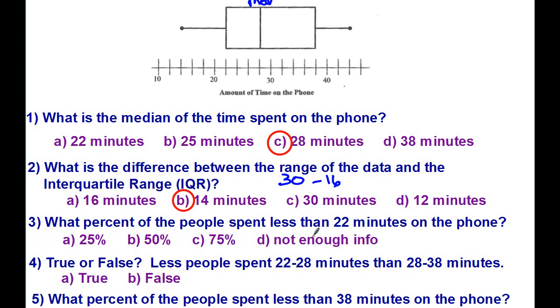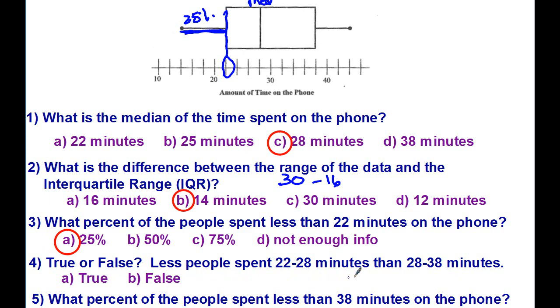Number 3, what percent of the people spent less than 22 minutes on the phone? A, 25%. Let's find 22. 22 minutes is right here. So we're at the left side of the box, and we want to go less than. So you're going from Q1 to the minimum amount, which is 25%. Number 4, true or false?